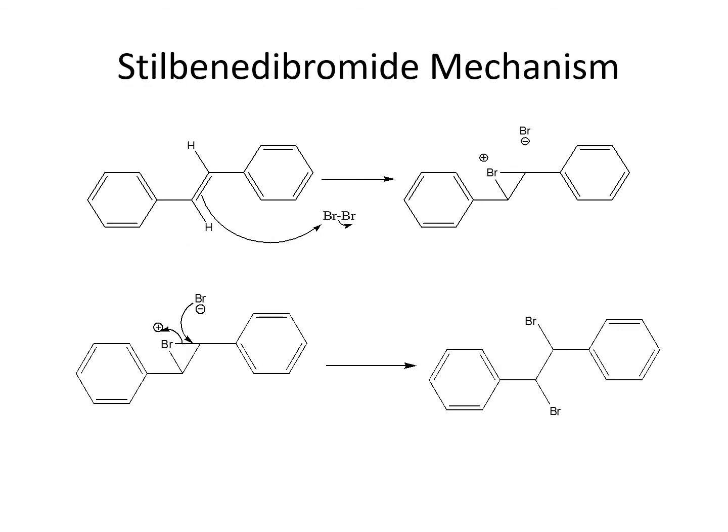The mechanism is as follows. The double bond is going to attack a bromine, and the bromine is going to attack the double bond, making the bromonium ion, which is positively charged, and a negatively charged bromine anion. This species, the bromonium cation, is actually very unstable. So the anion is going to attack either side of the bromonium ion, and it's going to form the dibromide species.